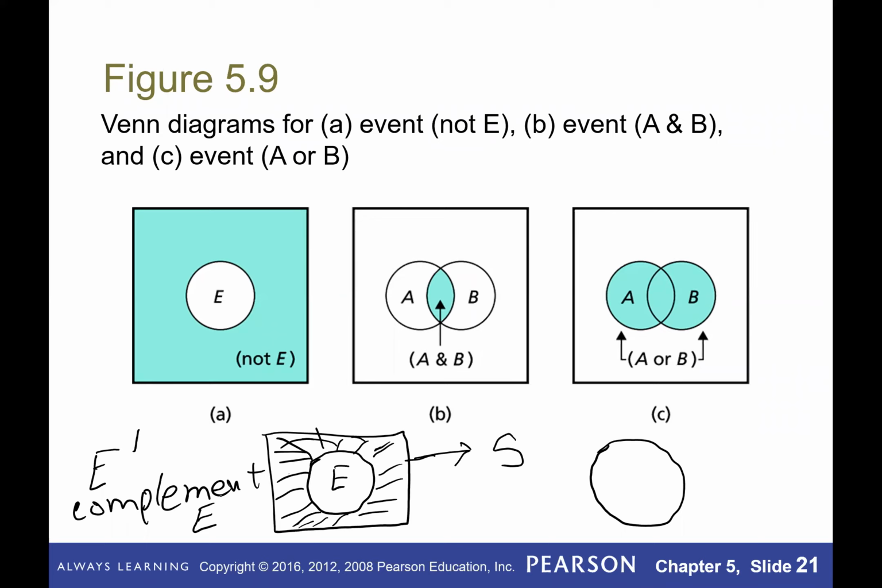And the second diagram is for the event A and B. What is A and B? This is also denoted by A intersection B. This is called intersection.